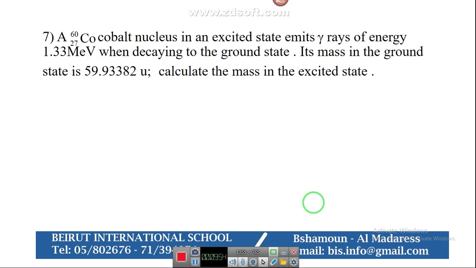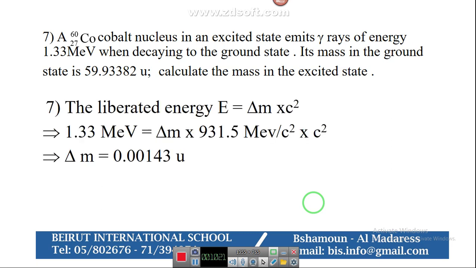Question number 7. A cobalt-60 (27) nucleus in an excited state emits gamma rays of 1.33 mega electron volt when it decays to the ground state. Its mass in the ground state is equal to 59.93382 U. Calculate the mass in the excited state.